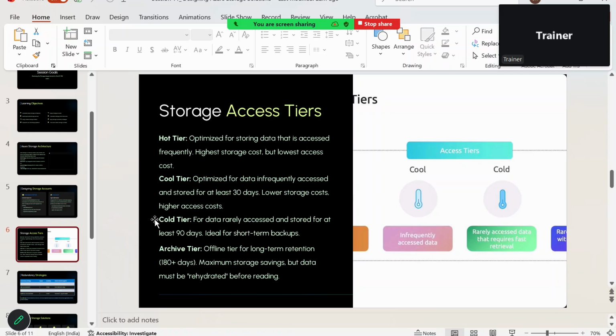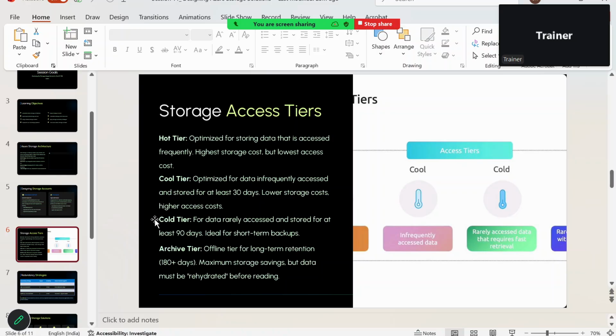Okay. And what is the archive tier? It is designed for rarely accessed data. Examples: compliance records, historical backups, long-term archive. And what are the characteristics of it? The lowest storage cost, highest retrieval cost, and possible retrieval delay.